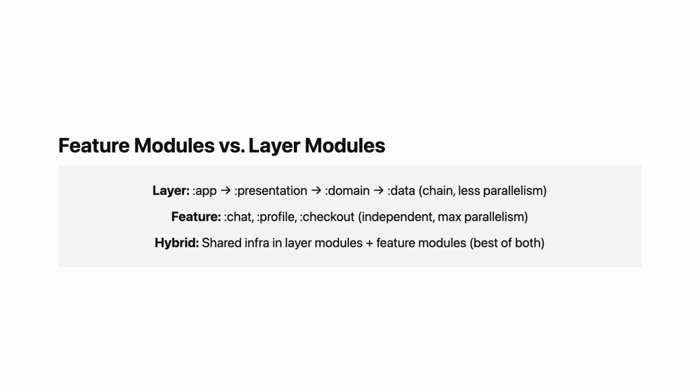Sync time in Android Studio also scales with module count. Every time you open the project or change a build file, the IDE resyncs all modules. On large projects, this can take 30 seconds to a minute. These are real costs that compound throughout your day.